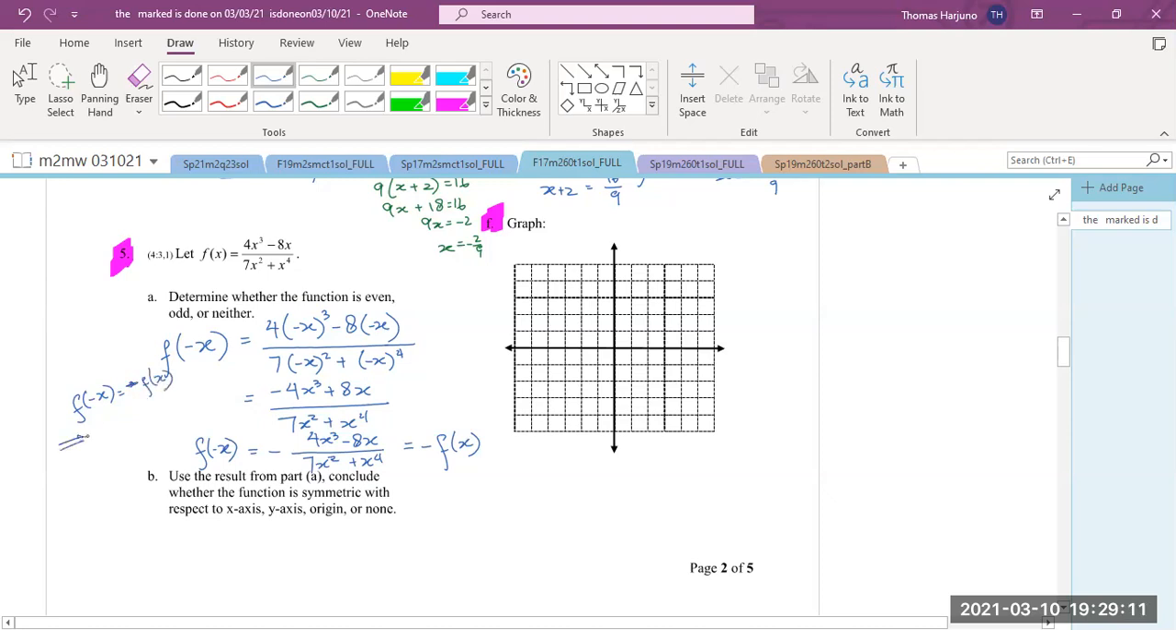Okay, so f of negative x is now equal to negative f of x. Therefore, f of x is odd. And because f of x is odd, the graph has origin symmetry.